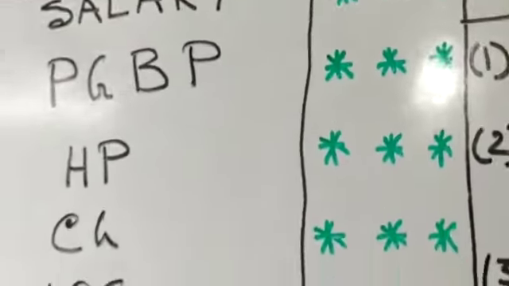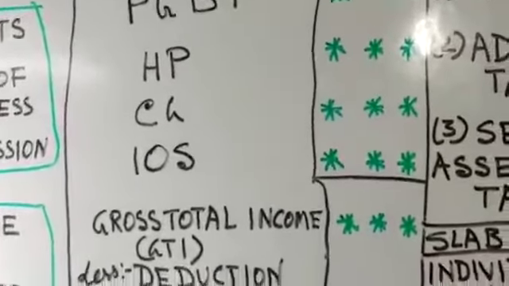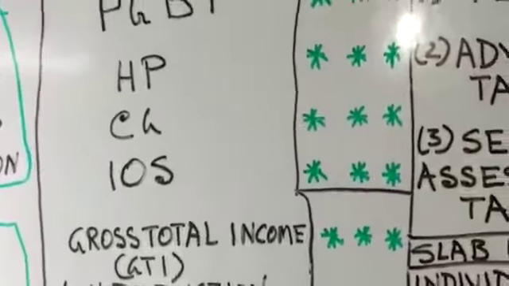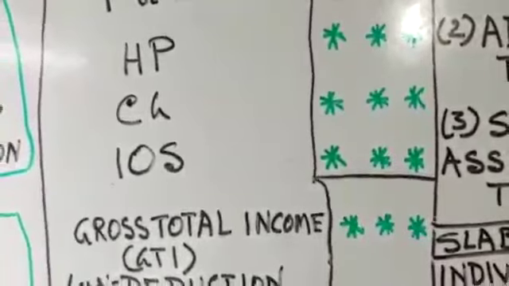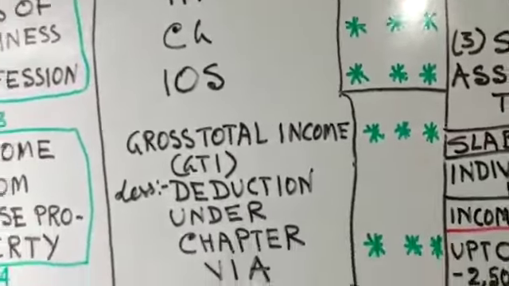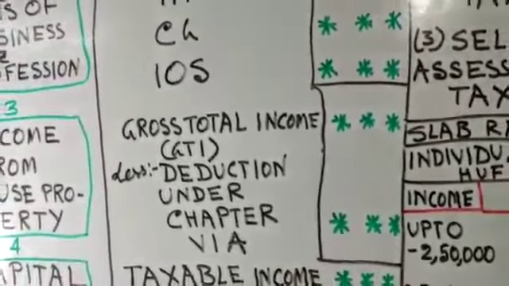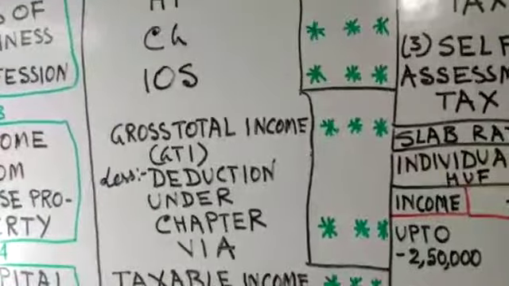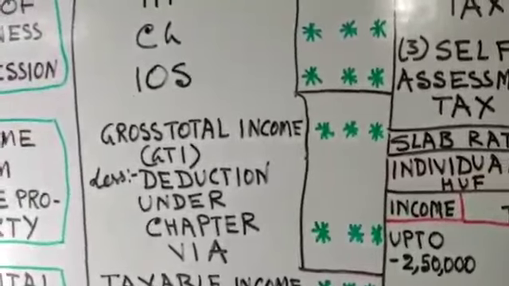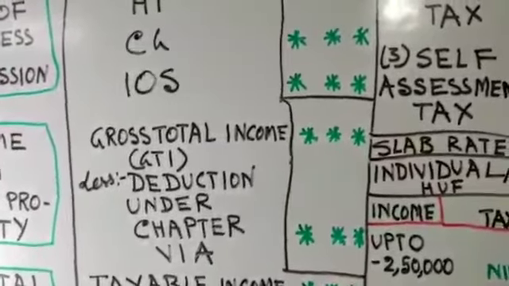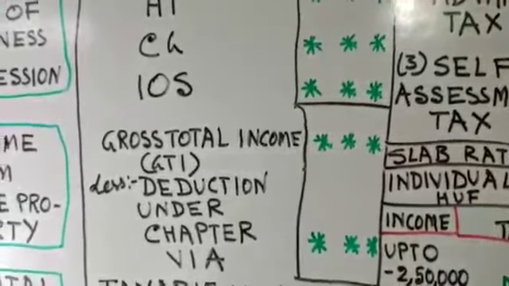So all these incomes we need to capture and will arrive at the gross total income. From this gross total income, we are entitled to certain deductions. This deduction is known as deduction under Chapter VI-A. This is a big chapter, Chapter VI-A. We need to study it separately to understand which deductions will be allowed for reducing my income from the gross total income.